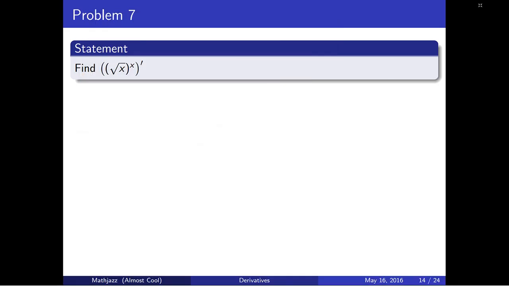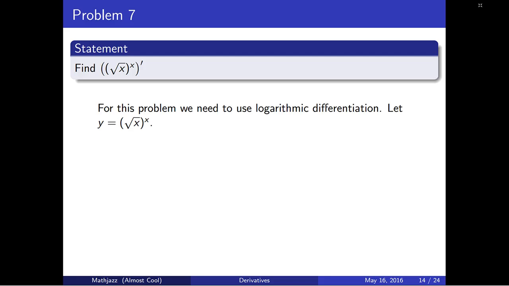Okay, so now we want to find the derivative of the square root of x to the x power. To do this, we're going to have to use logarithmic differentiation because we have a variable in the denominator and a variable in the exponent. So we let y equal the desired function, and we take the natural log of both sides and simplify. And so that gives us x over 2 natural log of x equals ln of y.